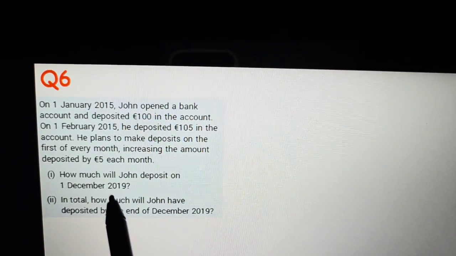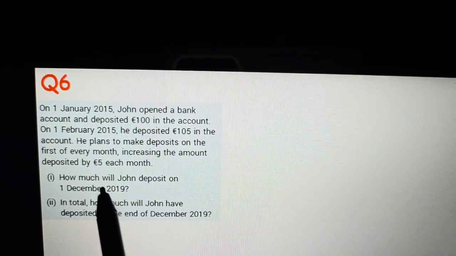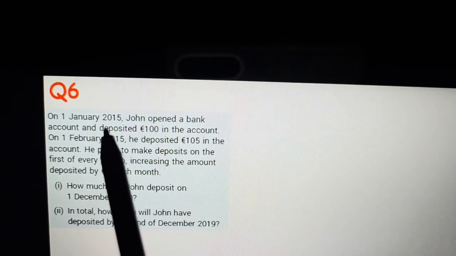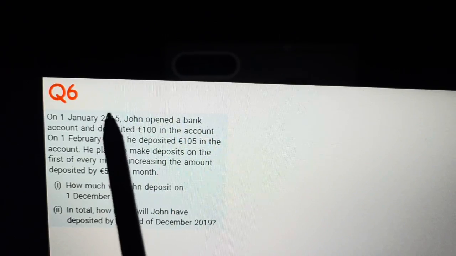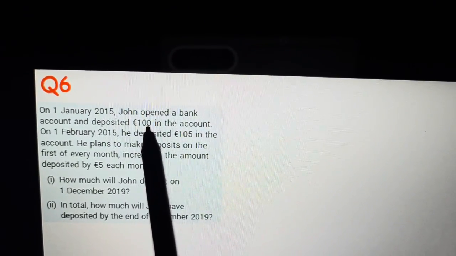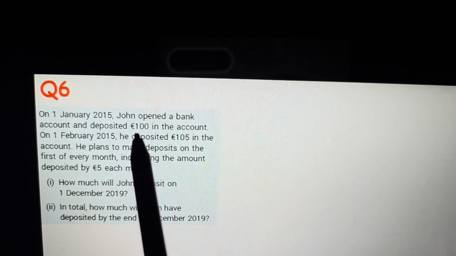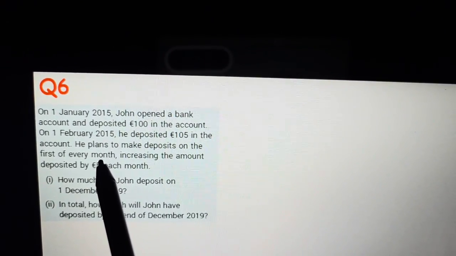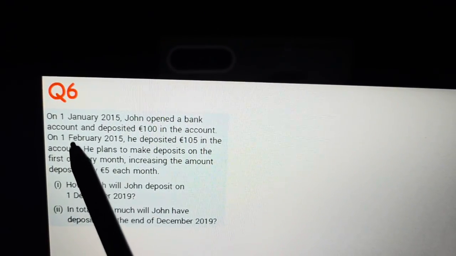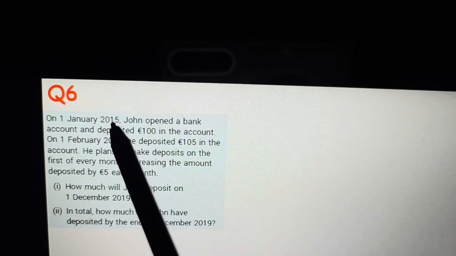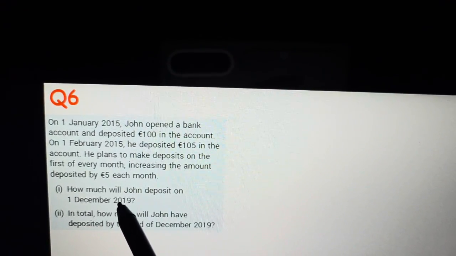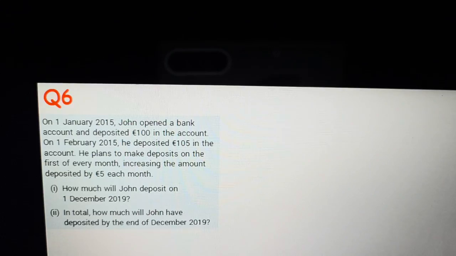So you need to figure out which term would the 1st of December be. So every month is a term. So on the 1st of January, it's 100. 1st of February, it's 105. 1st of March will be 110. 1st of April will be 115, and so on. Okay. So if I count the months from the 1st of January 2015 up to the 1st of December 2019, okay, when he's making his deposits.